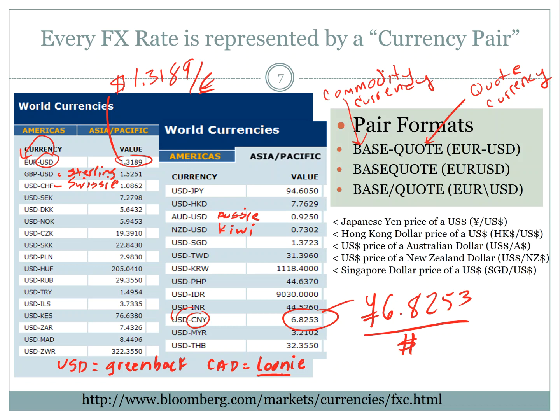So this is the price of a pound quoted in dollars, but it could be this. That would be the euro price of a pound. Okay, so both of these are the price of a pound. One's quoted in dollars, one's quoted in euros.